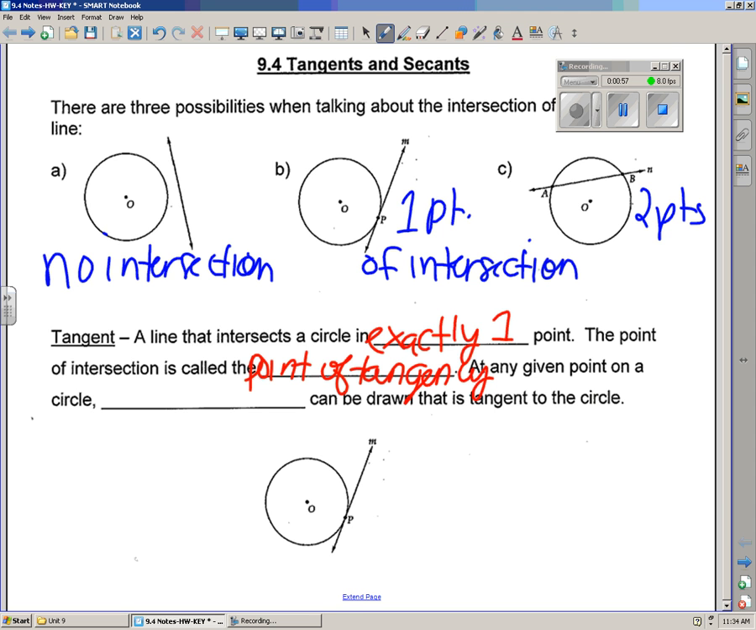At any given point on a circle, only one line can be drawn that is tangent to that circle. Okay, so there's the example that we're showing you down here. Through point P, only one line can be drawn through it that's tangent to circle O.